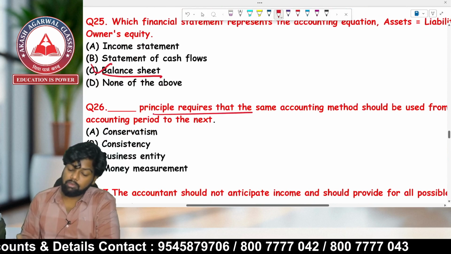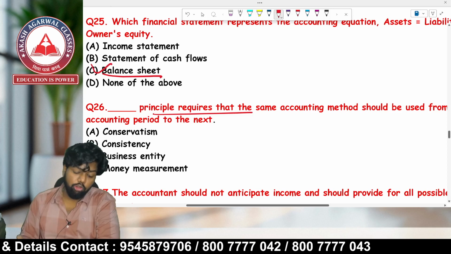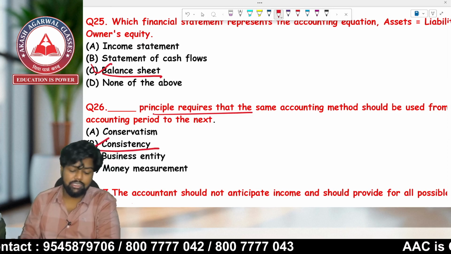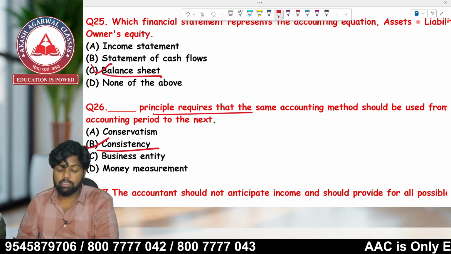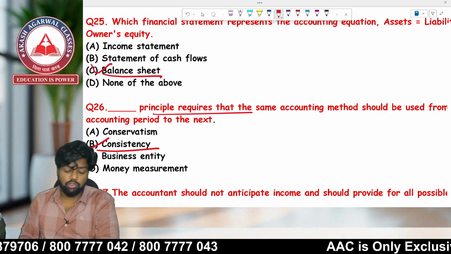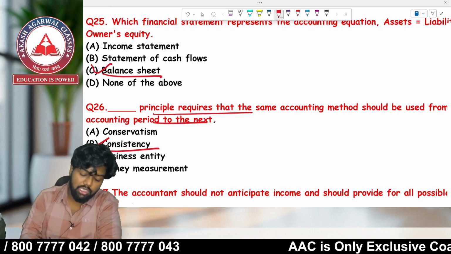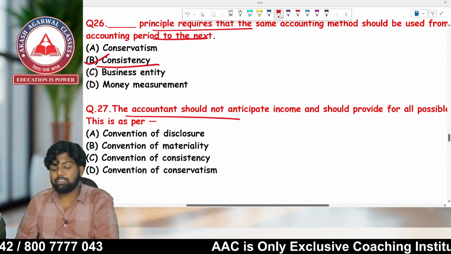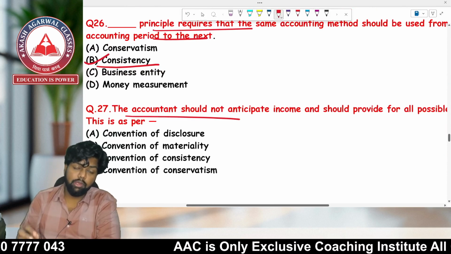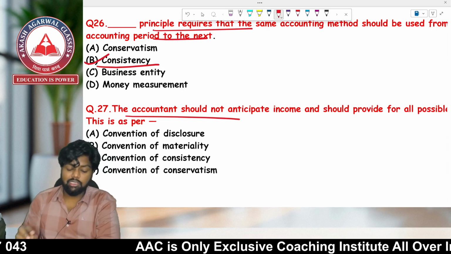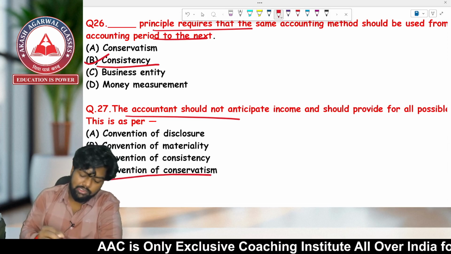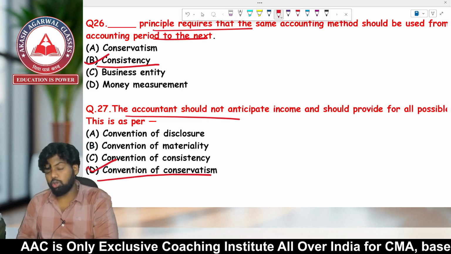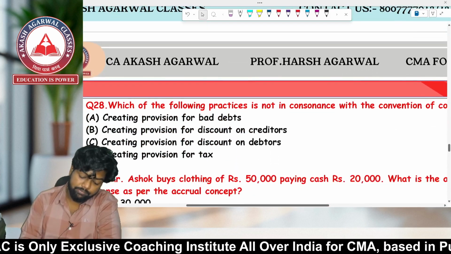Consistency principle requires that the same accounting method should be followed from one accounting period to another. The accountant should not anticipate income and should provide for all possible losses. This is as per the convention of conservatism: record all future losses but do not record future profits.